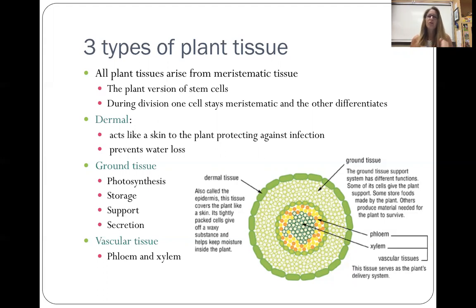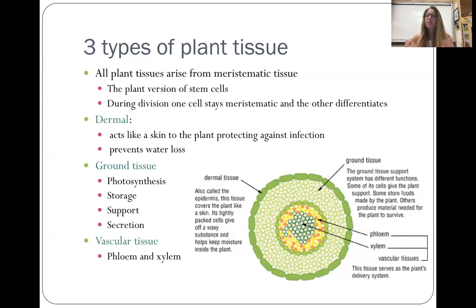The three types of tissue are dermal, ground, and vascular. Dermal is the skin. Just like your skin protects you from viruses, disease and damage, so does the dermal layer of a plant. This dermal layer will also prevent water loss, really important in our desert-dwelling plants. Ground tissue is the tissue responsible for photosynthesis. So how does this plant get energy? It's responsible for storage of the sugars and nutrients. It gives the plant support so that it can remain upright, and secretion of pheromones and hormones and all of that good stuff.